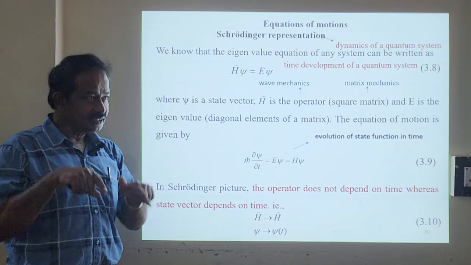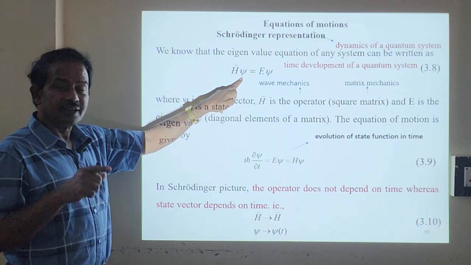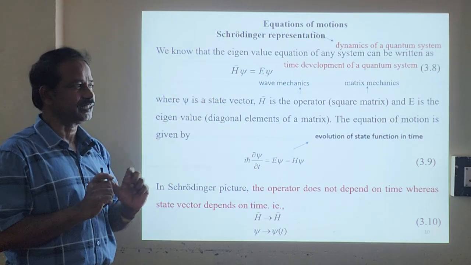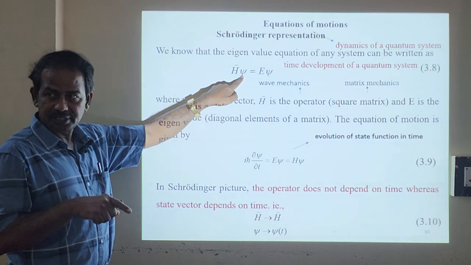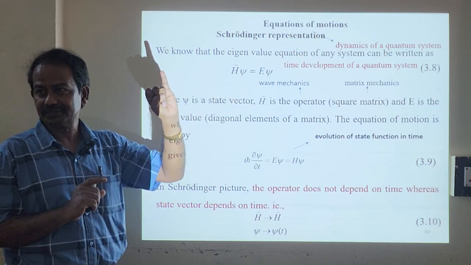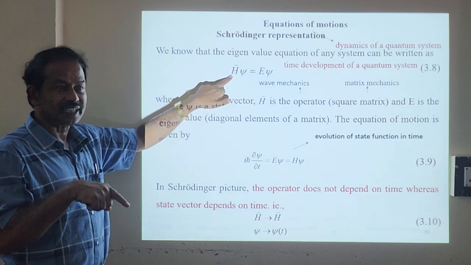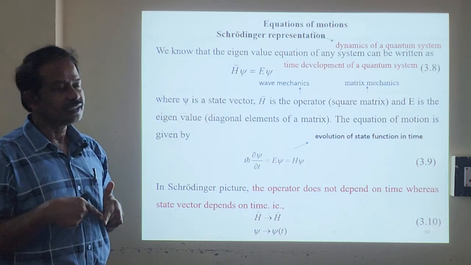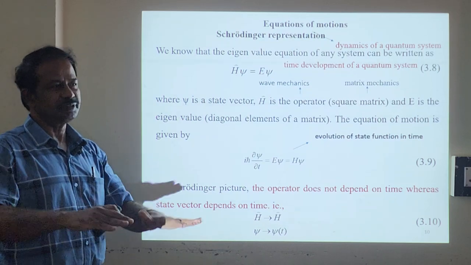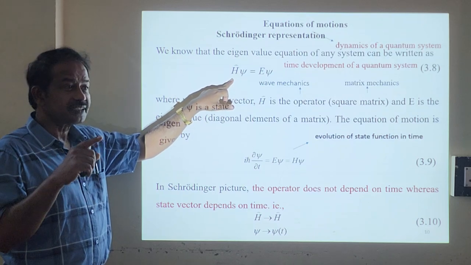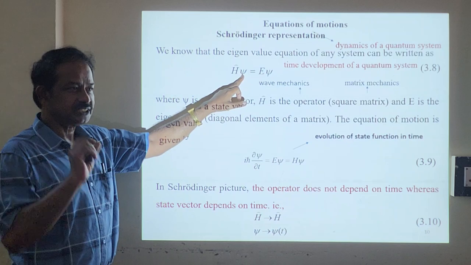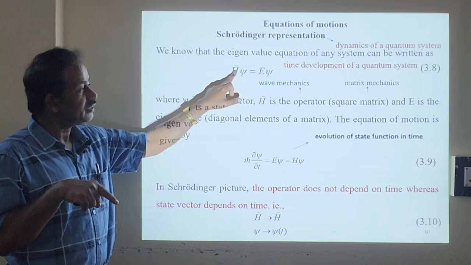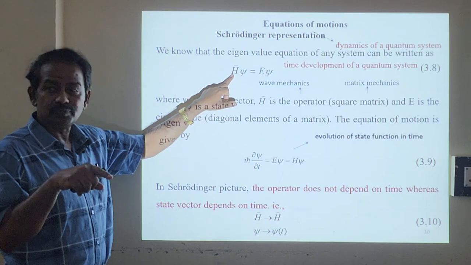Now, in the Schrödinger picture, ψ depends on time, whereas the Hamiltonian will not depend on time. So out of these two factors, ψ depends on time t and H will not depend on time t. So this is about the Schrödinger picture. Then second, in the Heisenberg picture, H depends on time t, and ψ will not depend on t. In the third picture, which we call the interaction picture, sometimes the Dirac picture or intermediate picture, so different names are there, both the factors will depend on t. So first picture: ψ depends on t, H will not. Second picture: H depends on t, ψ will not. Third picture: H and ψ both will depend on t.